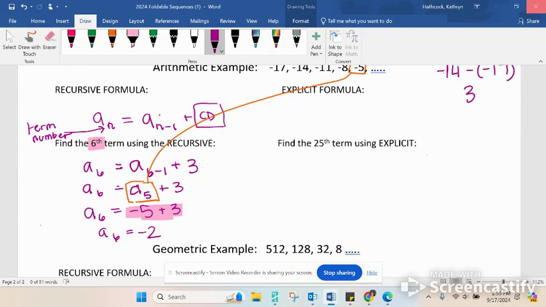Now I'm also going to do the explicit formula. An explicit formula is my favorite. I'll show you why in just a second. So an equals my first term, I'm going to abbreviate with FT, plus my common difference, and then in parentheses n, that's an n, not an h, n minus 1.